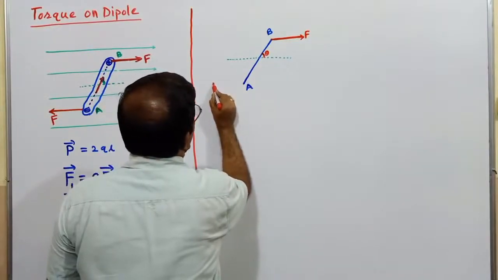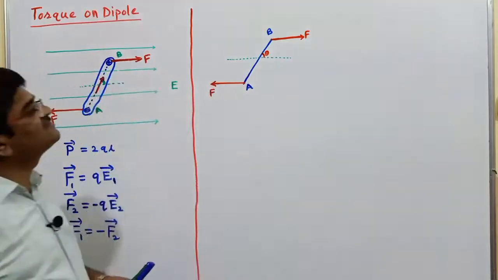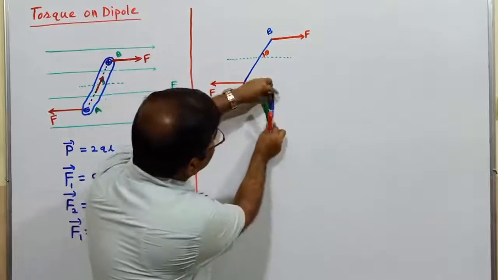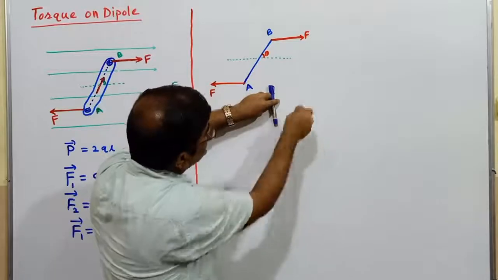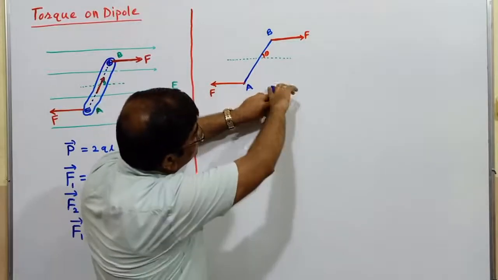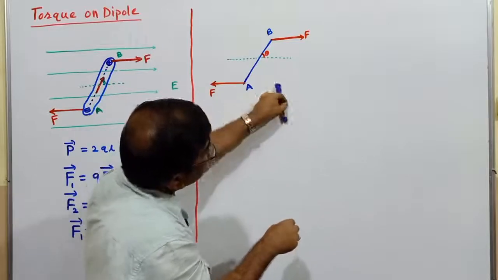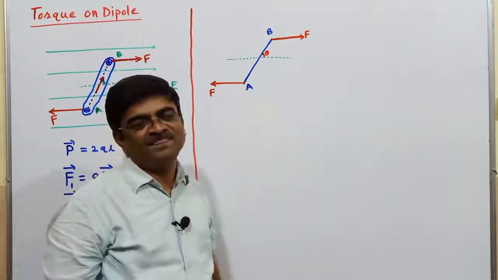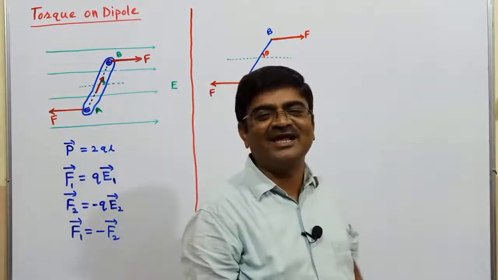Another force is at A. That is also F. And now, due to these forces, one acting in this direction, another opposite, like this, in this direction, what is to happen? It is to rotate. It is to undergo rotatory motion. We'll have a torque on that, and that torque I would like to calculate.